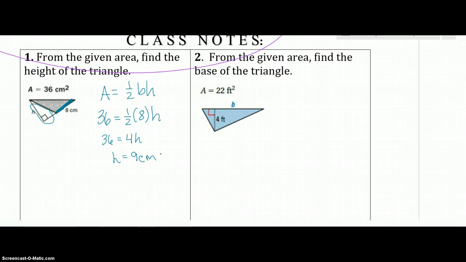Okay. Hang on. We don't have centimeters squared because it's not an area. If it does not say A equals, then it's not squared. From the given area, find the base of the triangle. So again, we are working backwards.